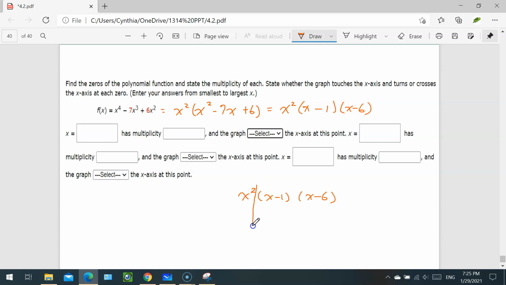So from here, we can solve for x by using the zero factor theorem. Now x squared, I can write the same way as x minus 0, and then I bring the power 2 to the outside, so that it's easier for you to see the multiplicity is 2. So the multiplicity is 2 when x equals 0, right? And the multiplicity is 2.